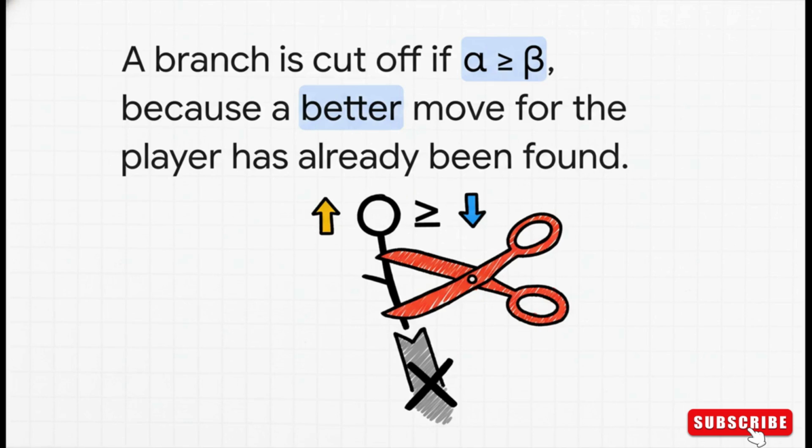As the algorithm goes through the tree, it keeps updating alpha and beta. And the moment that alpha, which is max's best guaranteed score, becomes greater than or equal to beta, min's best guaranteed score, we can just stop. Why? Because it means that one of the players has already found a better move somewhere else in the tree. We can just prune that entire branch and not waste any more time on it.